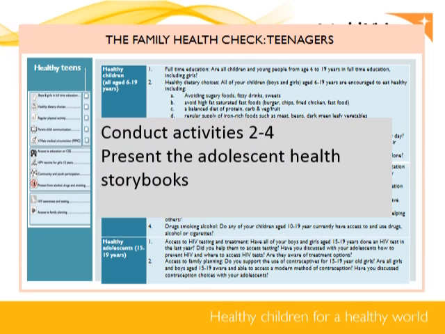So now what I want you to do is conduct activities 2 to 4, and I want you to present the adolescent health storybooks. There are 4 stories, so 2 stories for the 10 to 14 age group and 2 stories for the 15 to 19 group. You'll see that these stories depart a little bit from the formula that we used in TTC, but that's relevant because it's important to address girls and boys slightly differently because they have very different motivators in terms of their health behaviours. Pause the video now and continue when you're ready.